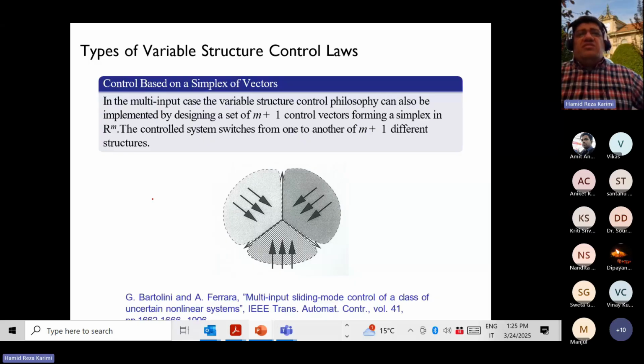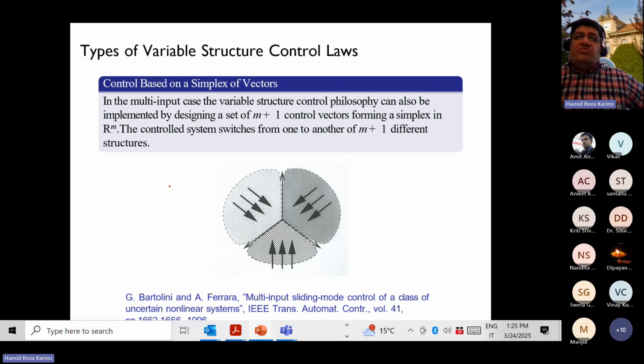Okay, so there are some other control strategies, such as control based on the simplex of vectors. That was one unit vector control, but you can think about the simplex of vectors. In the multi-input case, the variable structure control philosophy can also be implemented by designing a set of n+1 control vectors forming a simplex in R^n. The control system switches from one to another. The idea behind the simplex of vectors is to give more flexibility by designing more control vectors.